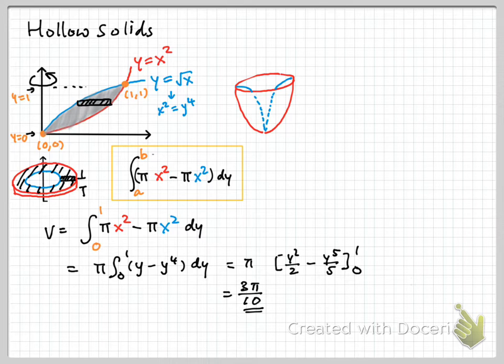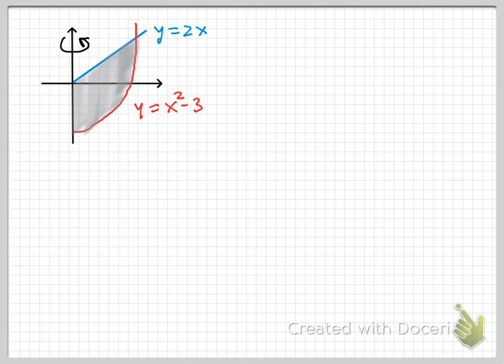So let me show you another example here. We have the blue straight line, y is 2x. We have the red curve. Now the region bound between the blue line, the red curve, and the y-axis, we try to revolve it about the y-axis. But pay attention, this part is partly hollow, partly filled.